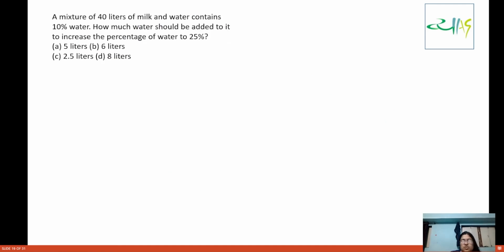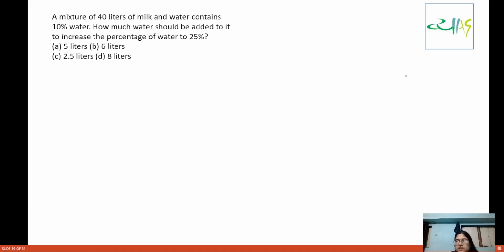Okay. Now let's move to the next question. Again, look at this question. What this question is saying, a mixture of 40 liters of milk and water contains 10% water. Fine. How much water should be added to it to increase the percentage of water to 25%? Okay. Now see, this question can be done with the method of allegation, but see, this question is simple. Our aim is to solve the question in the examination. It is not by a particular method.